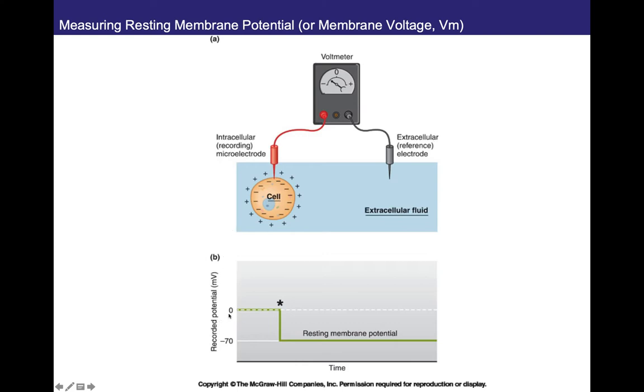At first, the recording before you impale the cell is 0 millivolts, but as soon as you stick that electrode in the cell, right through the plasma membrane, and you're measuring the inner leaflet, you can see the resting membrane potential. It's almost instantaneous, goes to minus 70 millivolts, okay? So that's how the voltmeter works. That's what we're talking about with the resting membrane potential, okay?